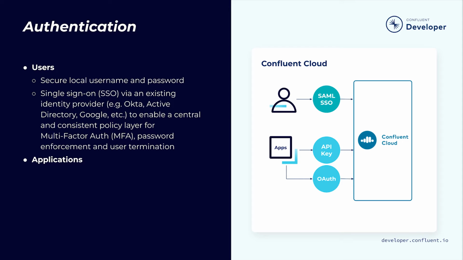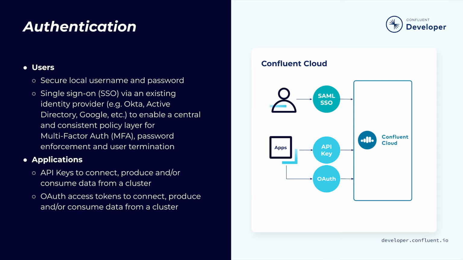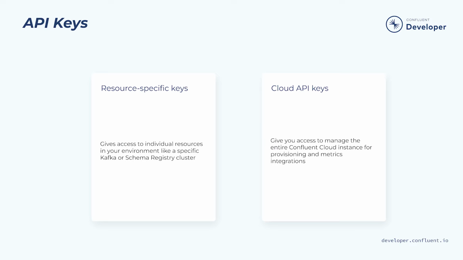To authenticate applications or services, you have two options: using API keys or connecting your applications via OAuth. Let's talk about API keys first. You can get an API key either via the Confluent CLI or via the web interface. Each API key consists of a key and a secret. There are two types of API keys you can use: resource-specific keys and cloud API keys.